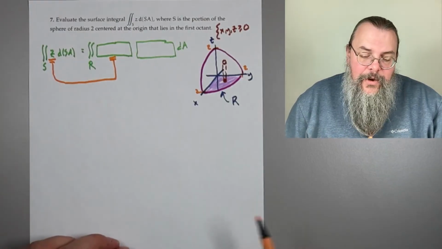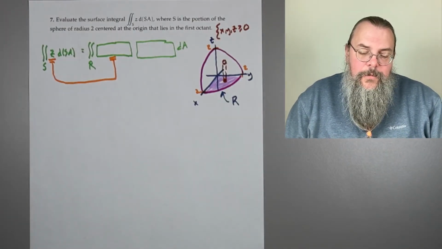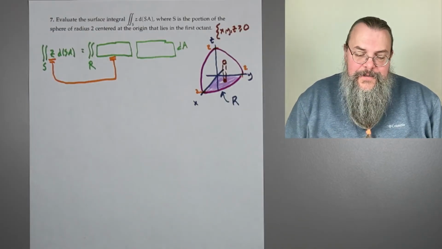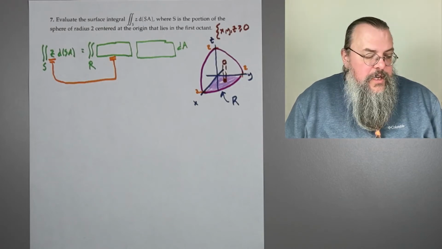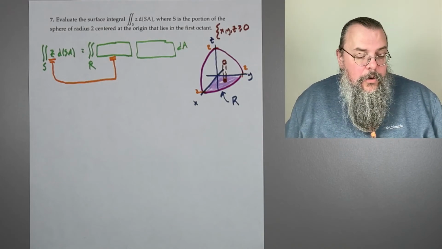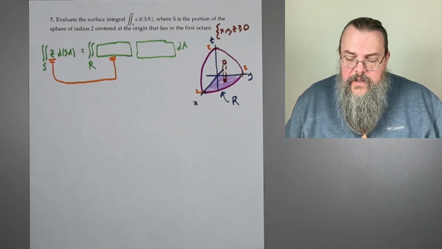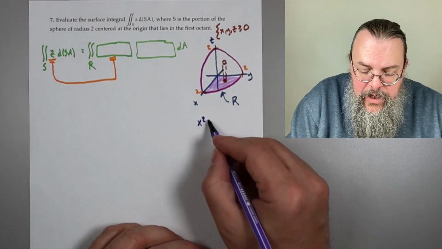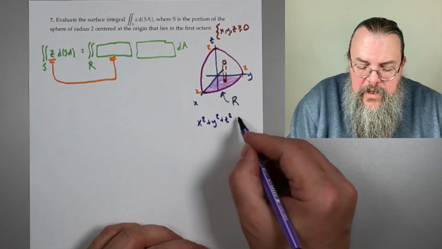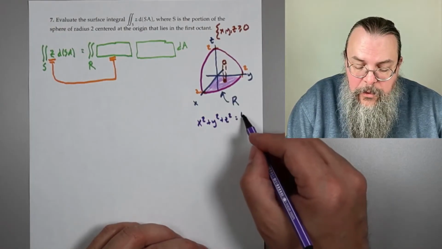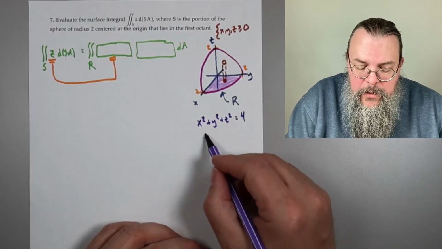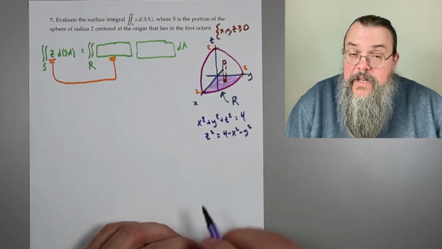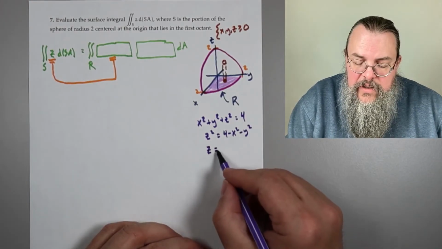All right, so to handle that, let's think about our surface. How does z relate to x and y on our surface? And so we start by thinking about what's the formula for our surface. Well, for us, our surface is a sphere of radius 2. So we have x squared plus y squared plus z squared is equal to 2 squared, so that's 4. Solve for z. So subtract things: z squared is equal to 4 minus x squared minus y squared. And to get z by itself, we'll take the square root.